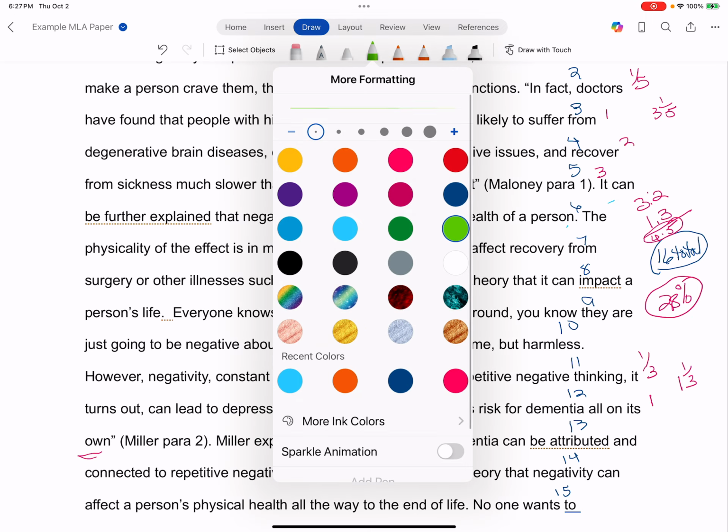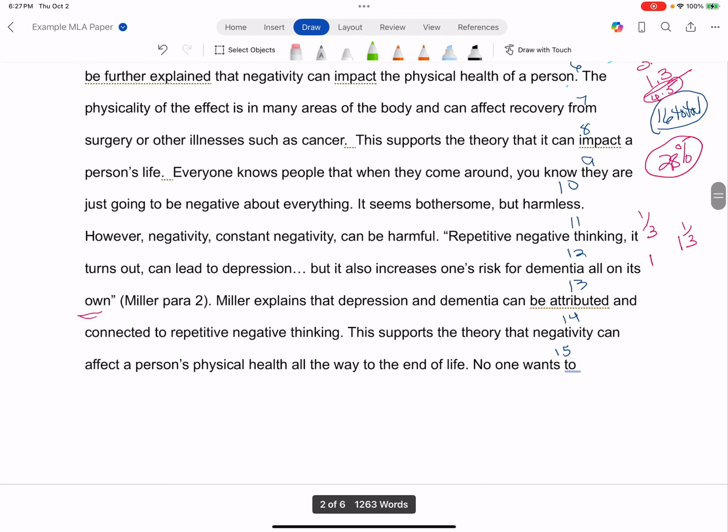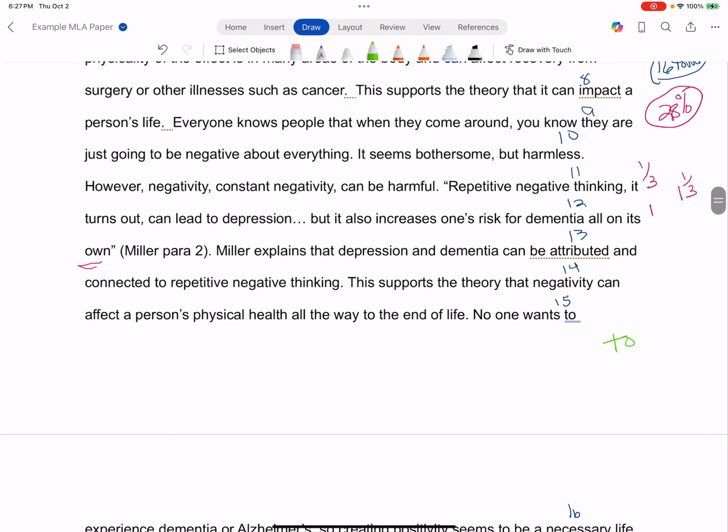So what you do is you count the total lines, then you count the cited lines or the quoted lines, and you take the quoted lines and divide them by the total lines. It's going to give you a percentage. It'll give you a decimal like 0.28, but that's 28%. So everything needs to be below 30%.